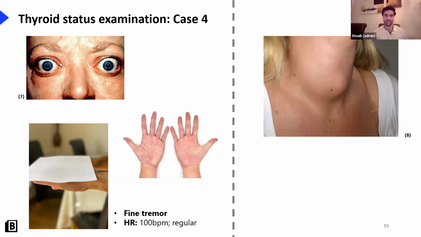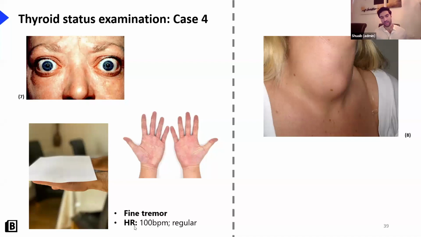It's a lady. Her eyes look like they're kind of popping out. Her hands look red. And here we have a piece of paper placed on top of the hands. So in an endocrine station, a thyroid station, the way to check for a tremor is you always place a piece of paper on top of the patient's hands and you see if the piece of paper shakes. That's just the way endocrinologists look for a tremor, and that's what they'd be expecting you to do.